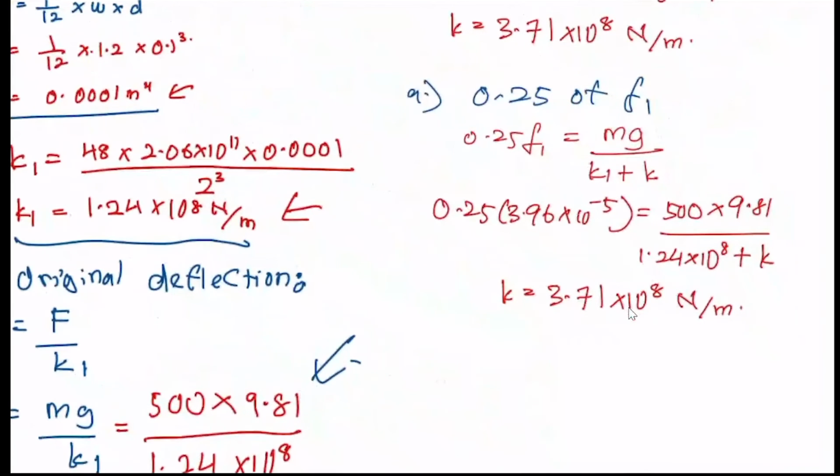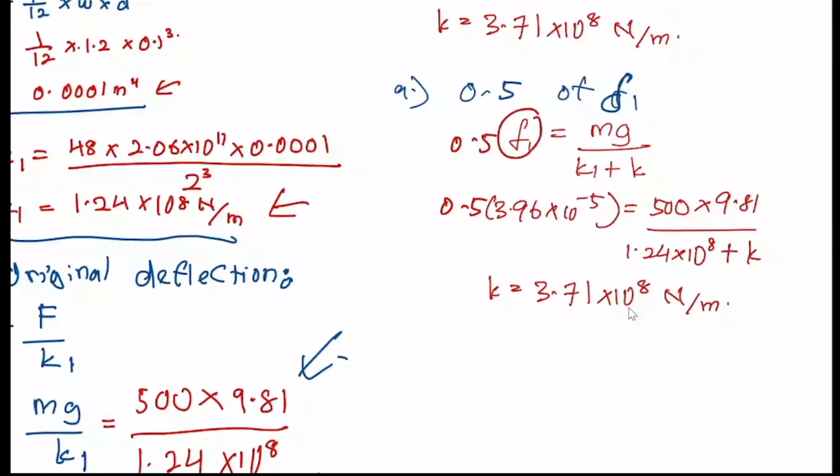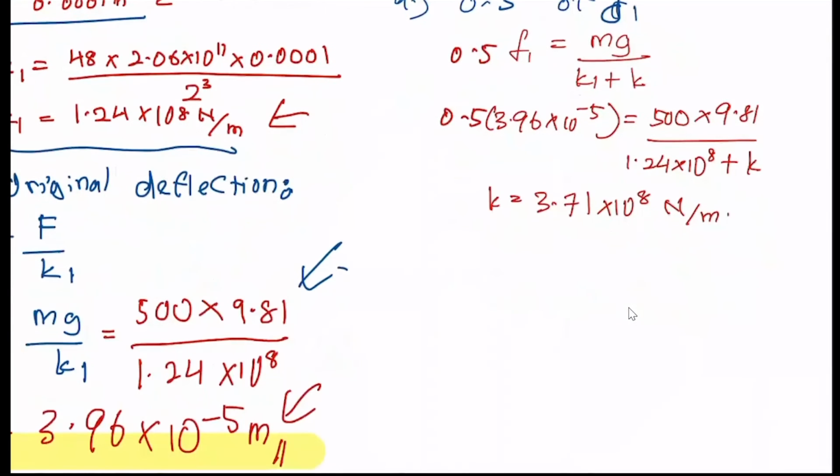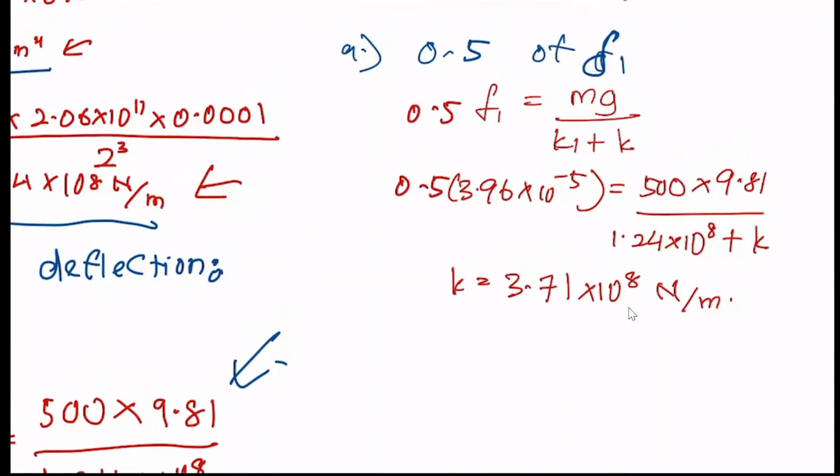Okay, so if you do the same method for B, they want us to find 50% of the original deflection. So you can just change it over here. 50% equals 0.5, right? Of the original deflection. So just change all the values here to 0.5 instead. Everything, the original deflection, mg, and also K1, remains the same. We just want to find K. So if you change everything to 0.5 instead of 0.25 just now, you'll get the new value for your K as 1.24 times 10 to the power of 8.